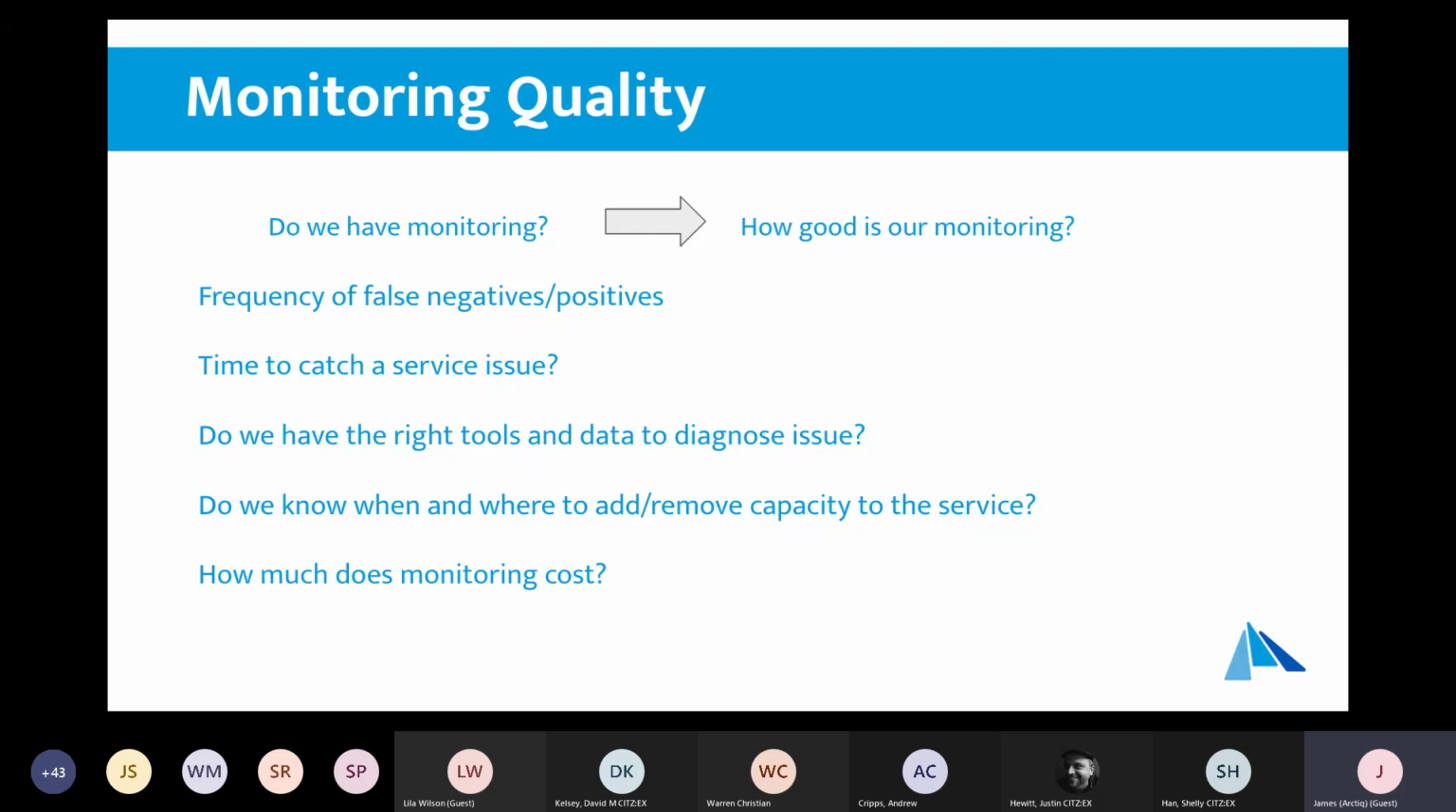Some of the quality aspects of monitoring are how frequently you get false negatives or positives, where a false negative would be we didn't get an alert. Our monitoring didn't tell us we had a problem when we clearly did. You know, we had to wait for our users to tell us. A false positive is when your monitoring tells you you have a problem, but you go and look and it turns out, no, actually, everything is fine.